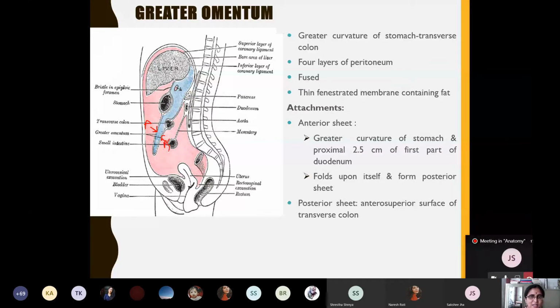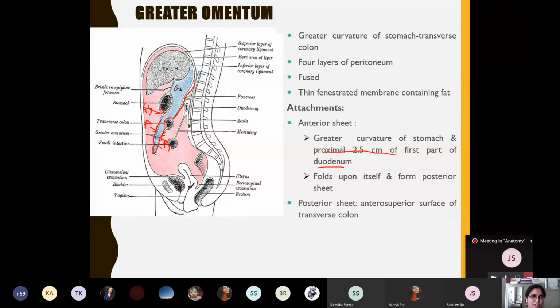Now the anterior sheet is suspended downward from the, which curvature of the stomach is this? Greater curvature of the stomach and first part of the duodenum. Okay, the anterior sheet here you can see folds upon itself to form the posterior sheet. This posterior sheet encloses the anterior superior surface of the transverse colon and continues upward as the transverse mesocolon and continues lining the posterior wall of the abdomen.